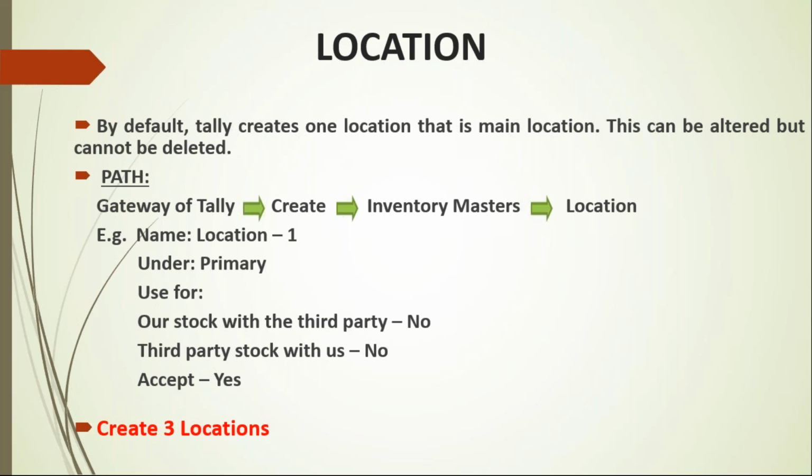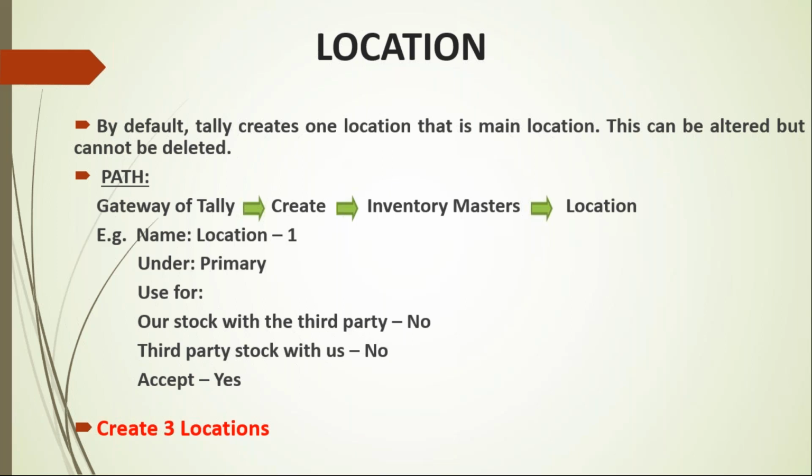By default, Tally creates one location, that is main location. Now my default ledgers are cash account, profit and loss account, default cost category, we have primary cost category. Default location now we have is main location. Same principle, this can be altered but cannot be deleted.